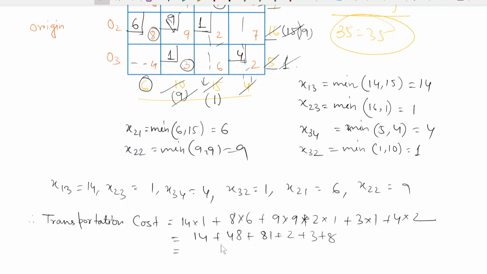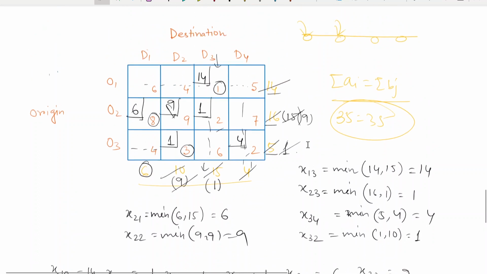So this is 62 plus 81, 143, 145, 148, and 156, yes, 156 units. So this is the required initial basic feasible solution, and this is the method.